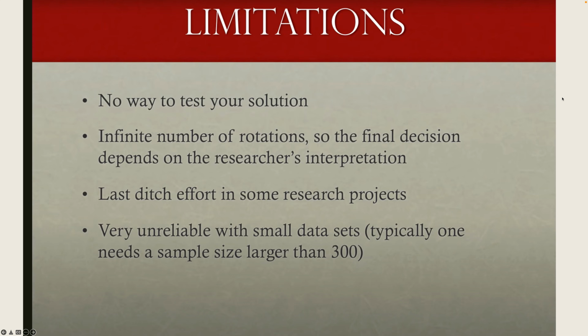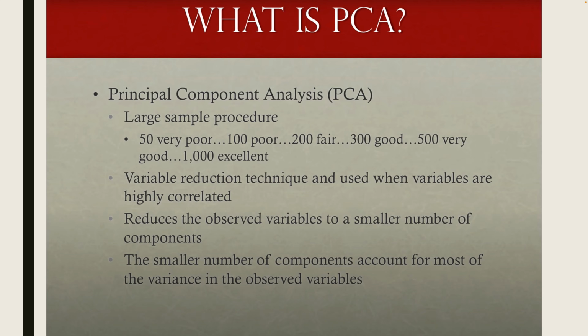But again, typically for most research projects, if we can get a sample size of 300 or larger, it's okay to proceed with this process. Speaking of which, 50 is poor, 100 is poor, 200. If you come to me and you want to run a factor analysis on 50 students, I'm not going to let you. There are other things we can do that I'll help you with. But we need at least 300.